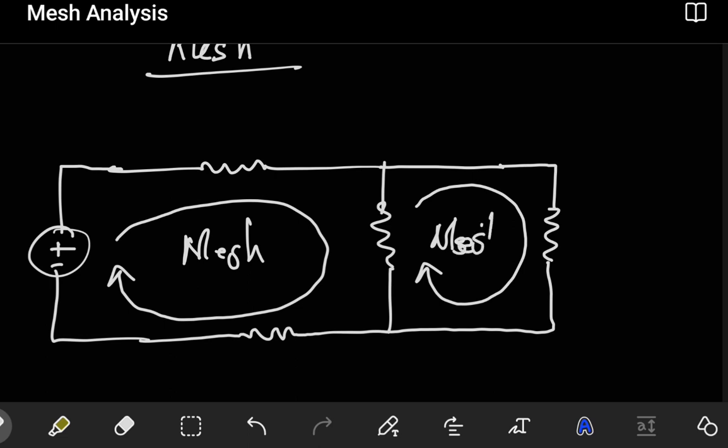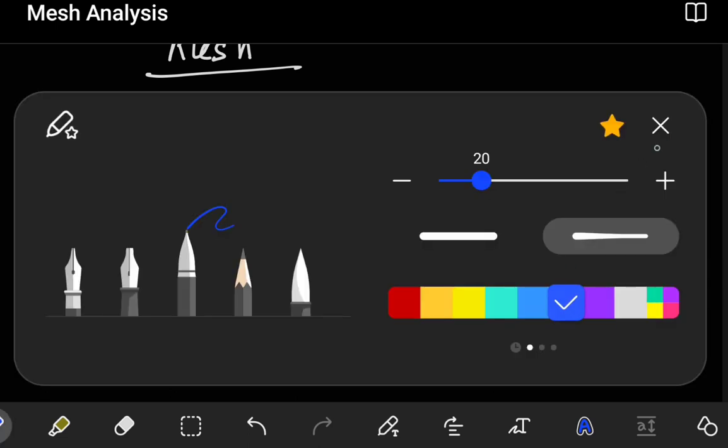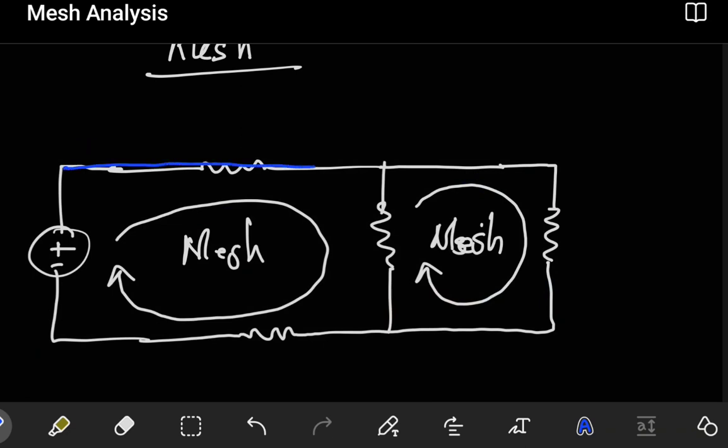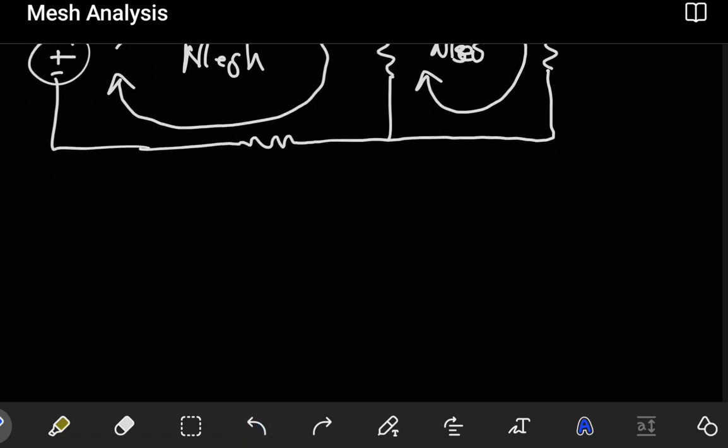Now notice that you can easily claim that you can make a loop by just starting from here, going this way all the way to the other side. You can argue that this is also another loop. But notice that the loop in blue now contains two loops inside it, this loop this side and this loop the other side. Because of that, the loop in blue does not qualify to be a mesh because it has more loops inside. For a loop to qualify as a mesh, it should not have any other loops inside.